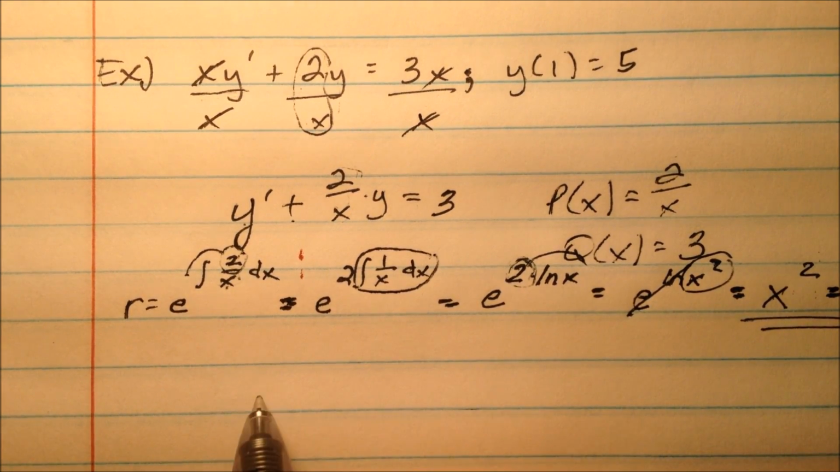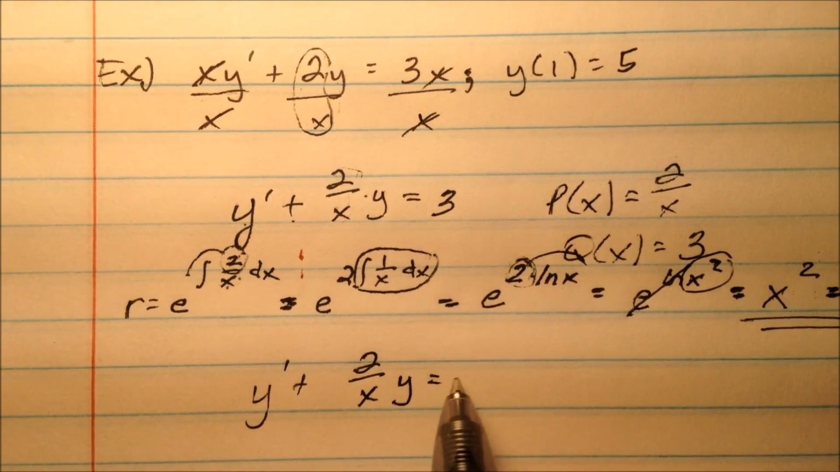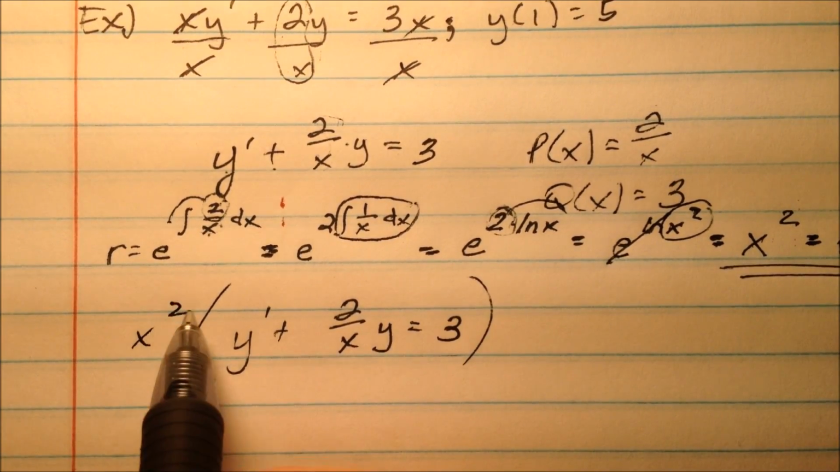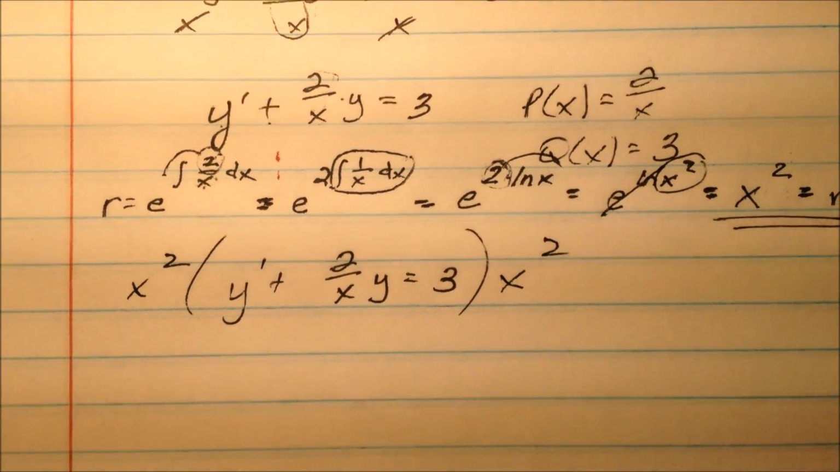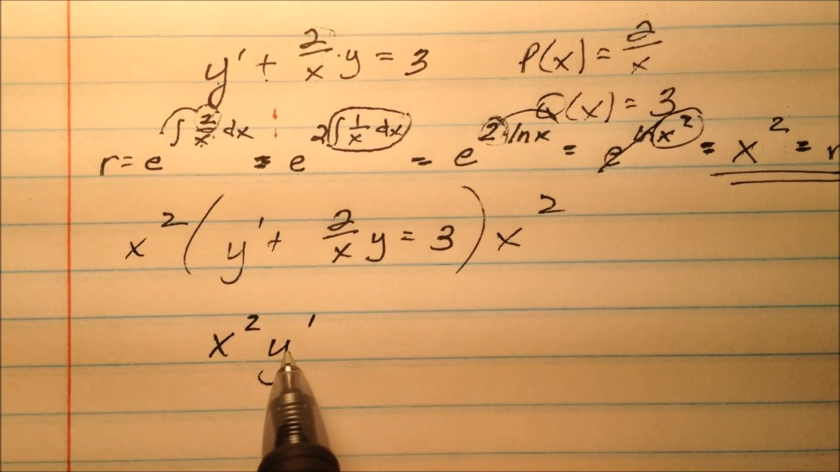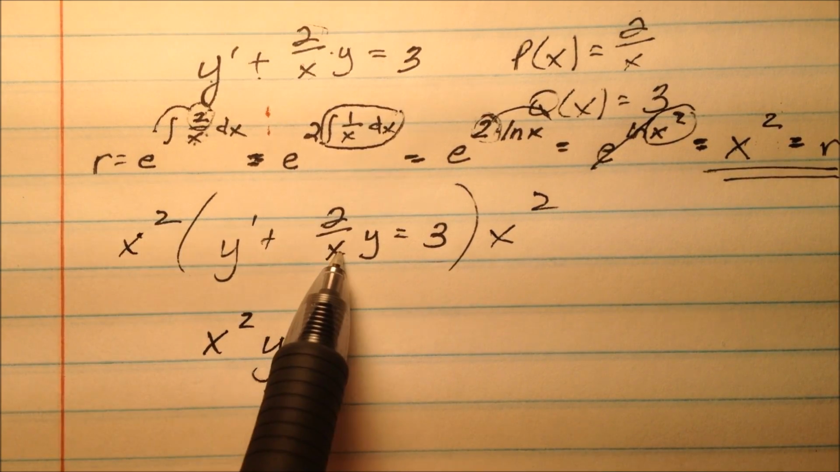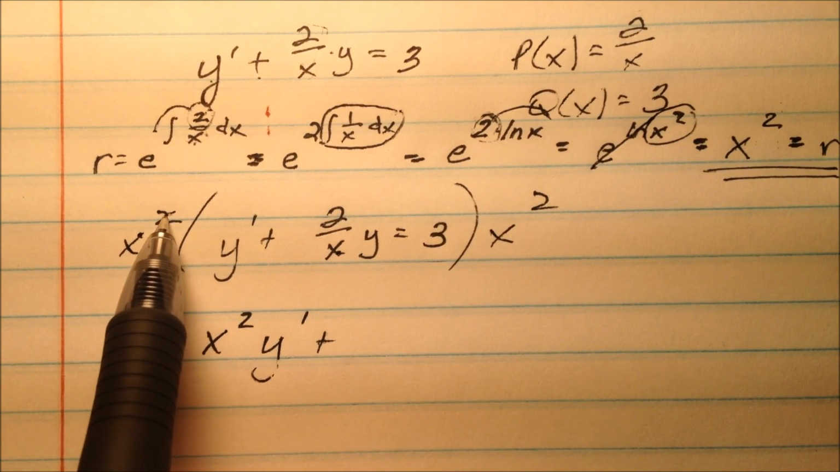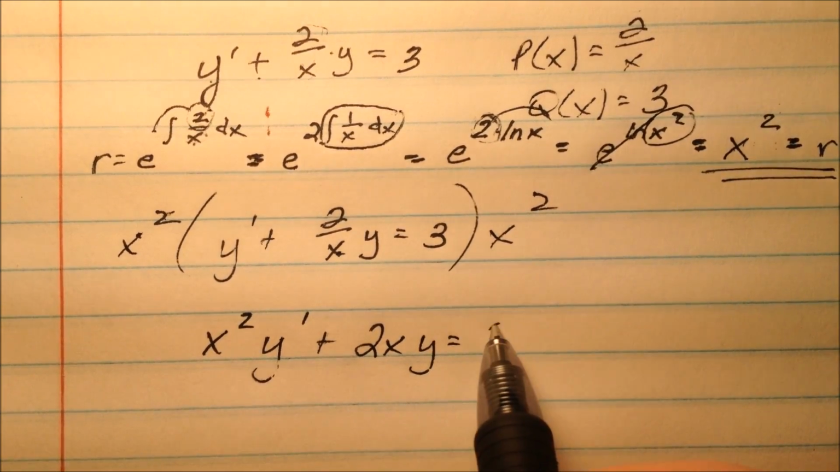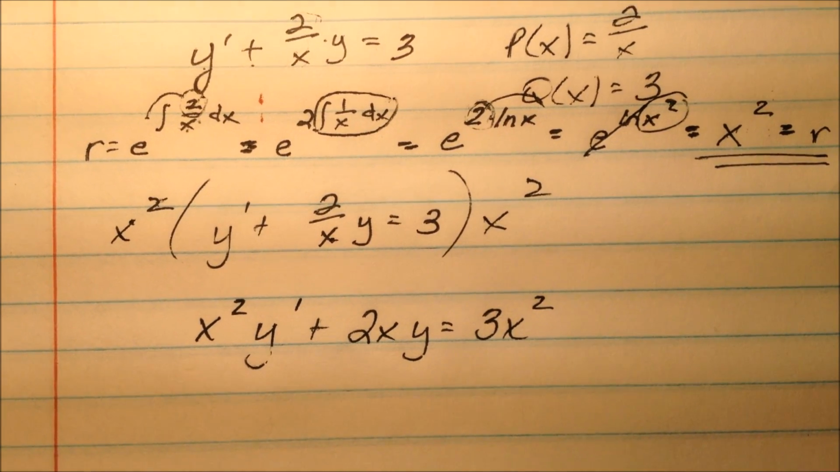Okay, so let's come back here and see what we had. So we had y prime plus 2 over x times y equals 3. And I'm going to multiply both sides by my integrating factor of x squared. So when I do that, I'll have x squared y prime plus, now this x squared is on top and this x is on bottom, so this will cancel to give a 2x y, and then here we'll have a 3x squared.